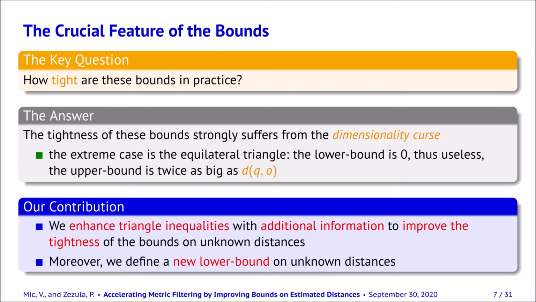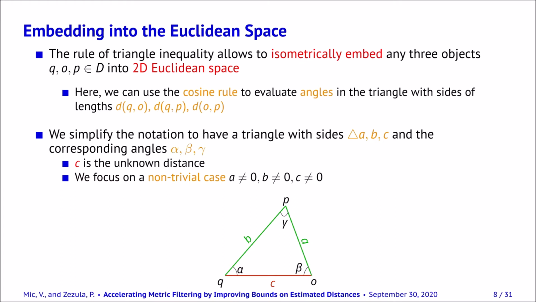In our article, we enhance definitions of triangle inequalities with additional information to improve the tightness of the bounds on unknown distances. Moreover, we define a new lower bound on distances in metric spaces. The rule of the triangle inequality allows us to isometrically embed any three objects q, o, p into two-dimensional Euclidean space. In this space, we can evaluate angles in the triangle with vertices q, o, p using the cosine rule. Therefore, please notice that the analysis in this article is valid for all metric spaces, since we always consider just one triangle.